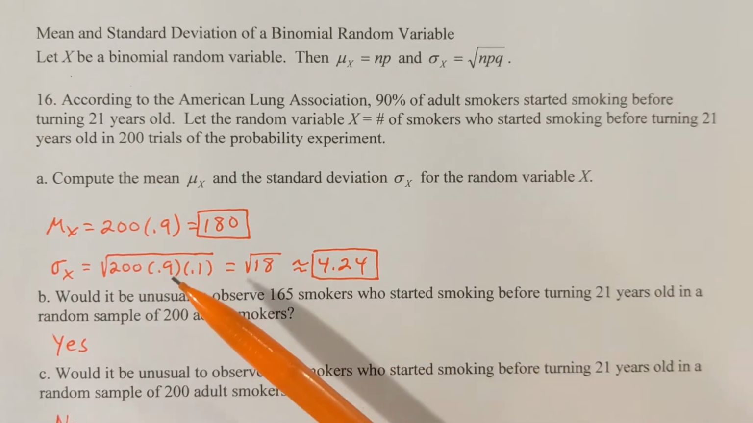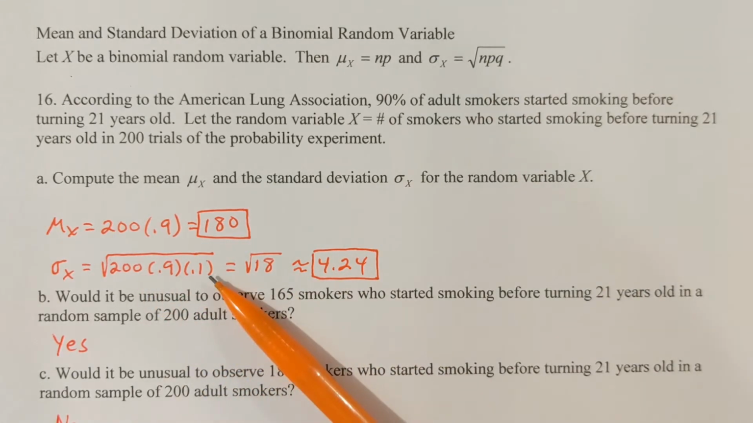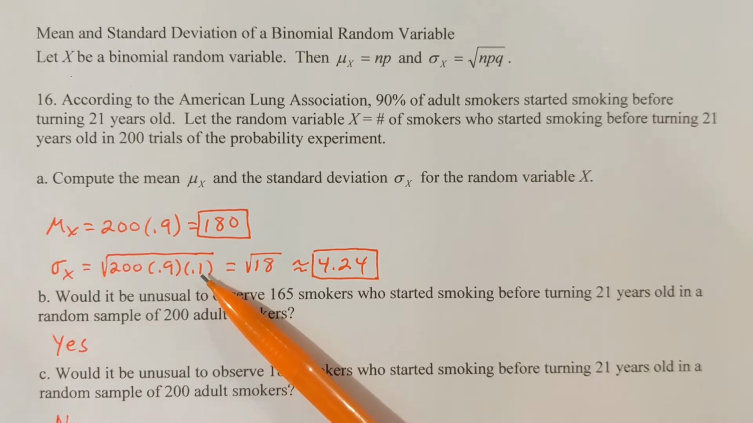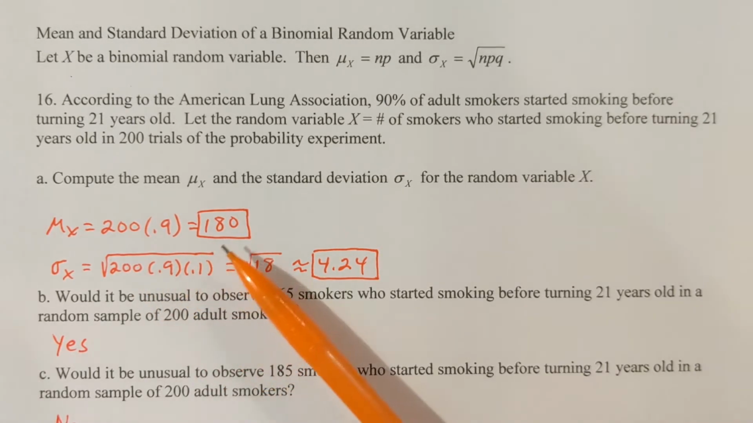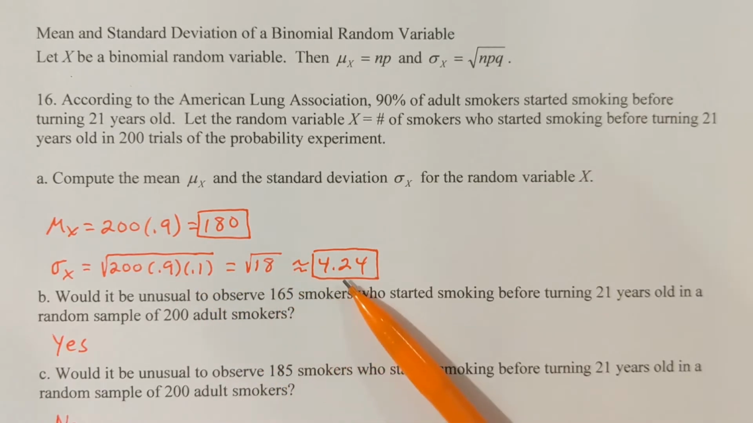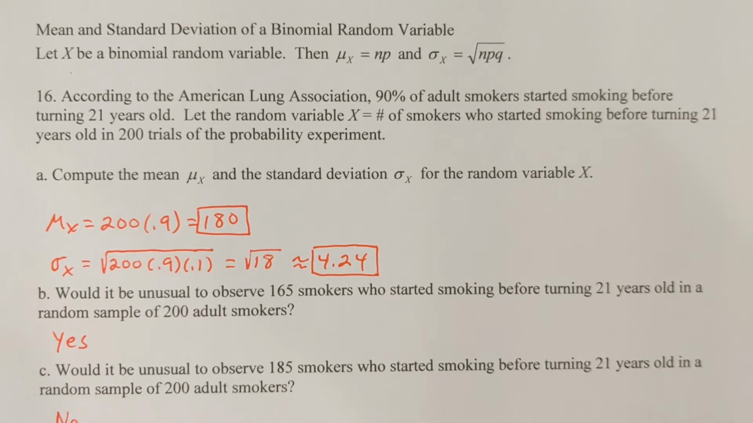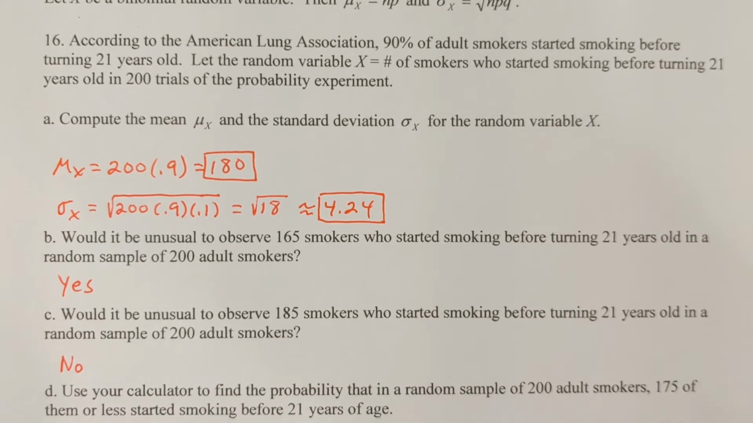The standard deviation, we want the square root of n times p times q. Q is 0.1, if you take 1 minus 0.9. And 200 times 0.9 is 180, times 0.1 is 18. The square root of 18 would be roughly 4.24 to the nearest two digits. So there's not a huge spread in the data, from that number not being a super huge number.